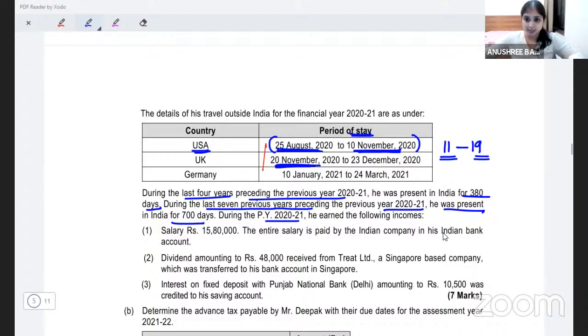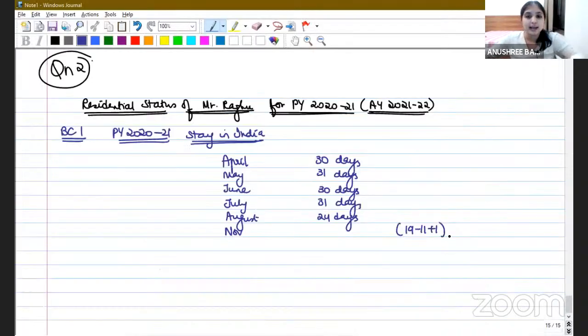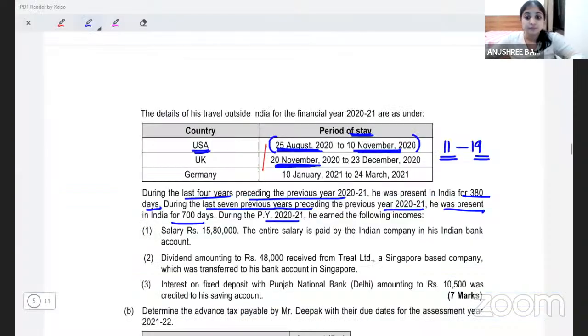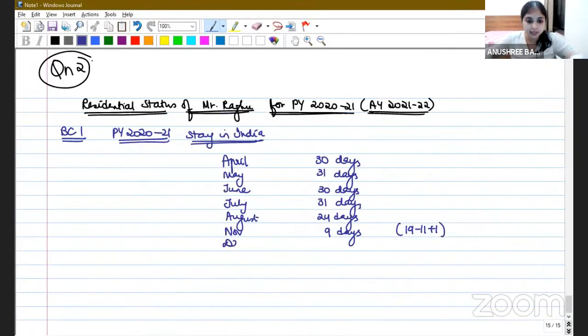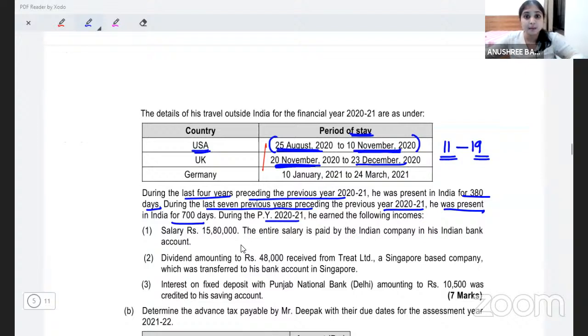10th, I will count as USA. 20th, I will count as UK. So in between, we have from 11th to 19th, both days included. 19 minus 11 plus 1, here I will get 9 days. And then does he come back to India? From UK, he comes back to India in December. December, he's coming back to India on 23rd December.